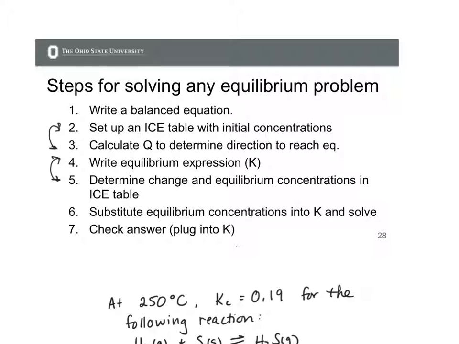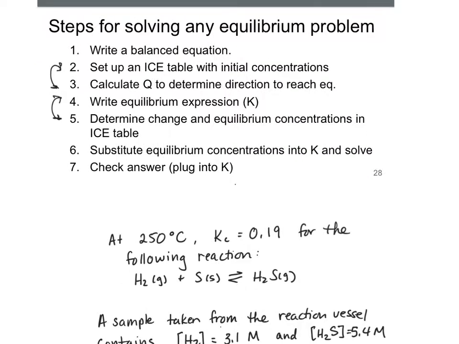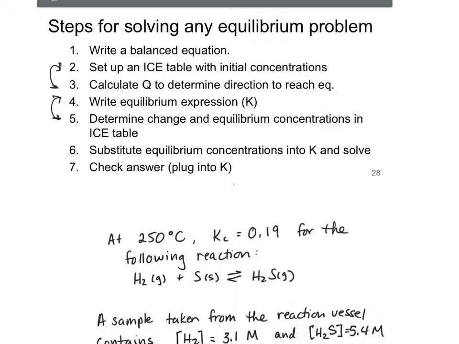So first thing is you need to have a balanced equation when you do an ICE table. And you know that because that's what you write at the very top of your ICE table. Depending on what the question is asking for or gives you, you can put in your initial concentrations. You may need to calculate Q. Remember reaction quotient? It's when you don't know if you're at equilibrium. That'll help you figure out which direction the reaction needs to proceed in order to reach equilibrium.